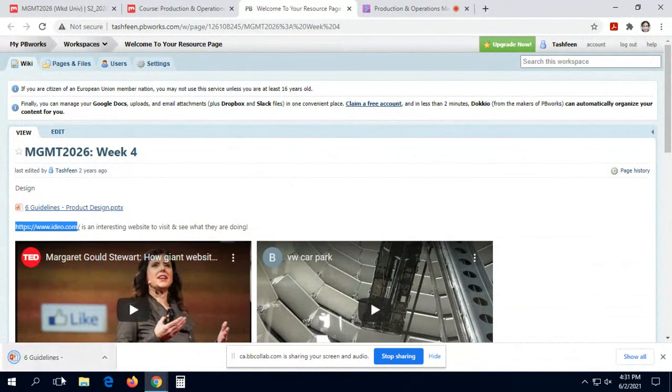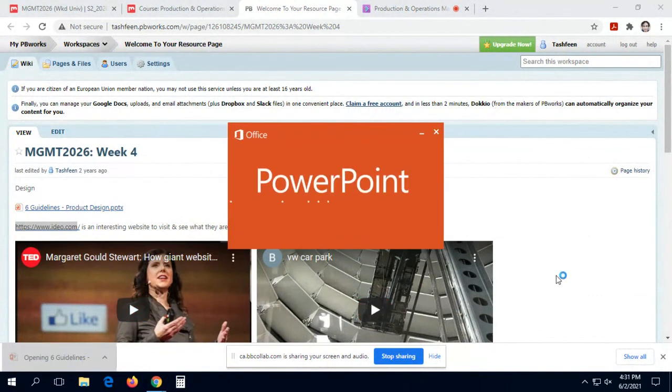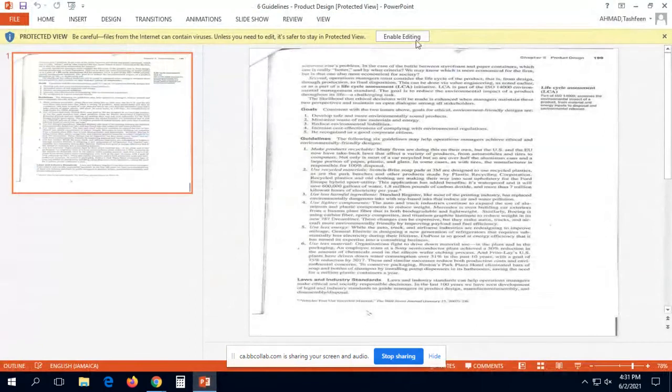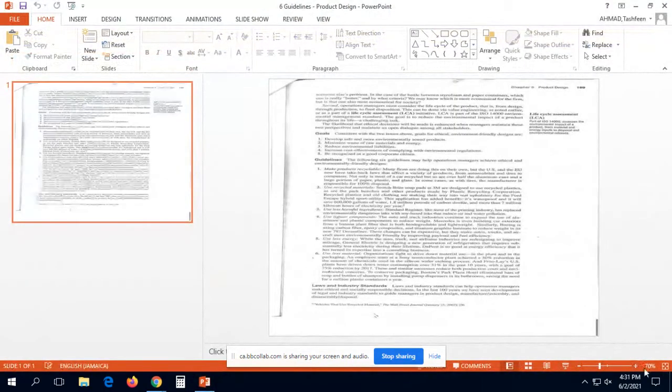Let me open some files. Maybe we can touch on a few things. Okay, so this one is interesting. Some guidelines which help operation managers achieve ethical and environmentally friendly designs. So with designs, companies are always at least trying to make sure their design is ethical, environmentally friendly and sustainable.